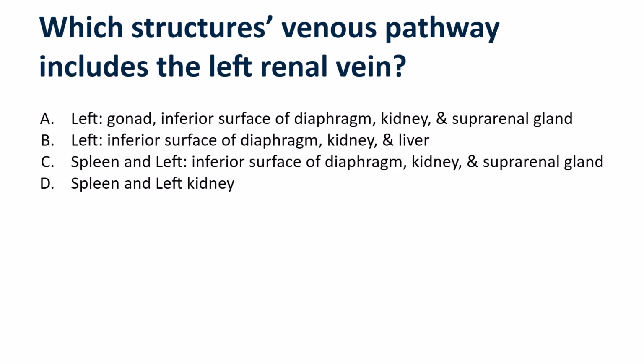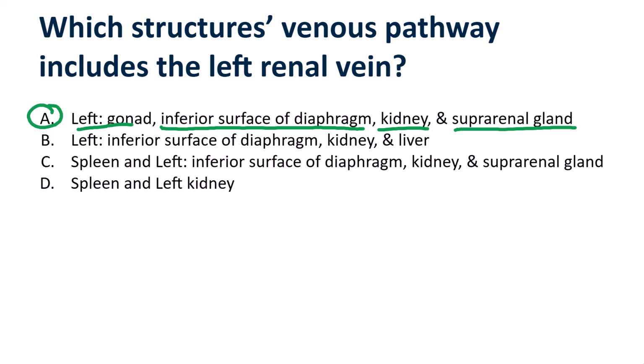Now let's assess our knowledge. Which structure's venous pathway includes the left renal vein? Let's see. A, left gonad, sounding good so far. Left inferior surface of the diaphragm, sounding good. Left kidney, yes. And left suprarenal gland, yes. All of those are correct.